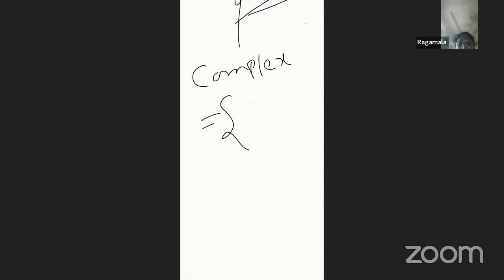We are learning complex. What is the meaning of complex number set? What is the natural number set? Natural number set, 1 to infinity. Set of n equal to 1 onward.